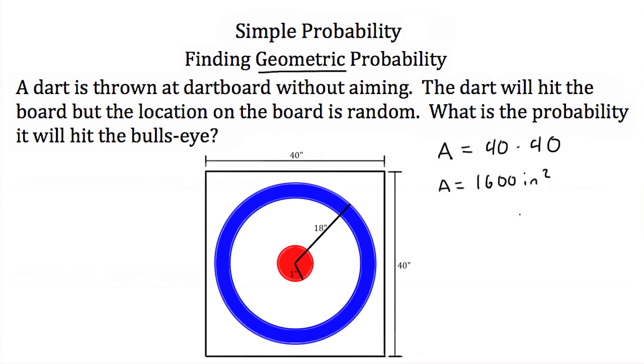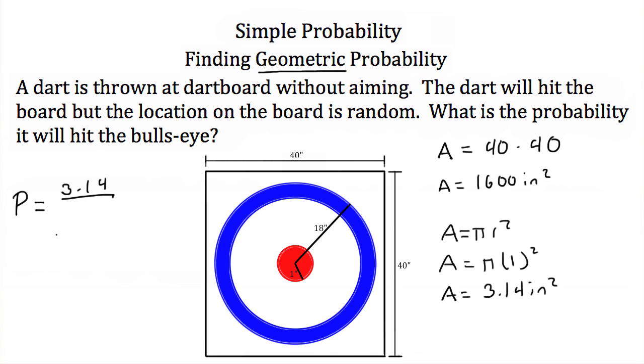Now the possible events that satisfy the condition we're looking for, which is hitting the bullseye, well, our bullseye has a radius of 1 inch, and it's a circle, so we can find the area of the bullseye. The area of the bullseye is just pi r squared. Our r is 1, so the area of our bullseye is pi times 1 squared, or 3.14 inches squared. So the geometric probability of hitting the bullseye, well, that's equal to 3.14 over 1,600.